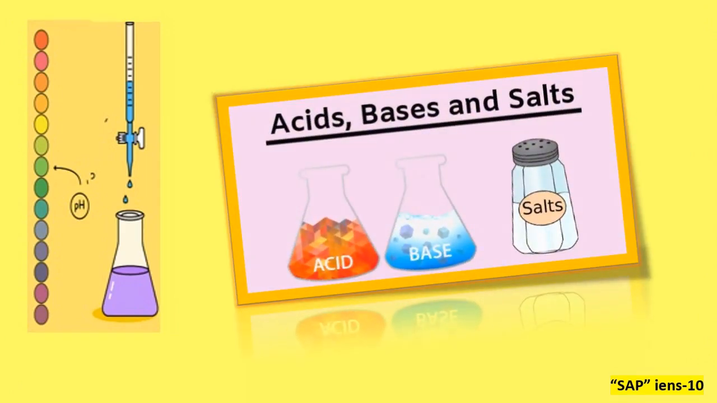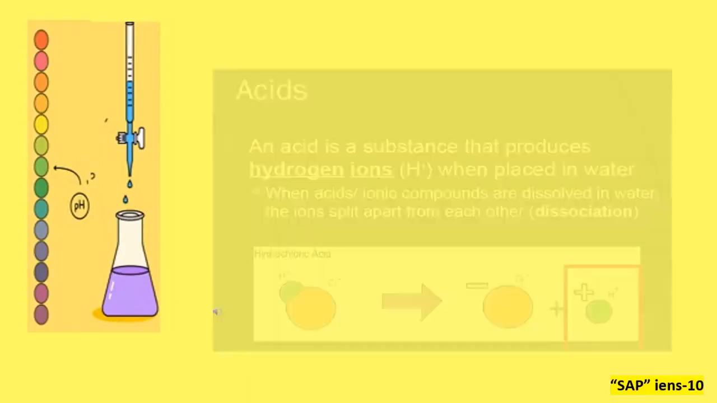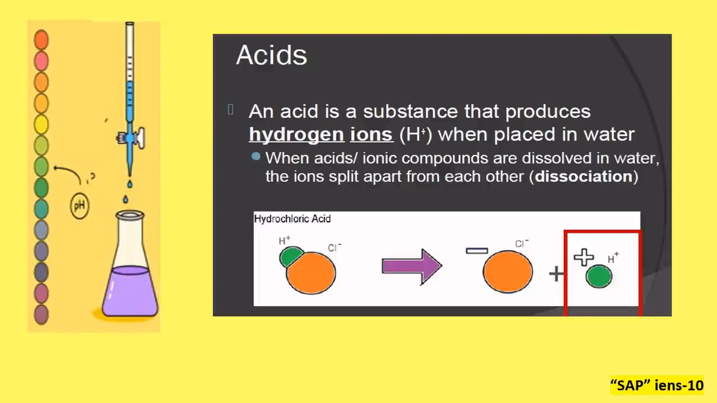Chapter 3: Acids, Bases and Salts. Acids. An acid is a substance that produces hydrogen ions, H+, when placed in water. When acids or ionic compounds are dissolved in water, the ions split apart from each other, that is dissociation. You can see hydrochloric acid dissociates into chloride ions and H+ ions.